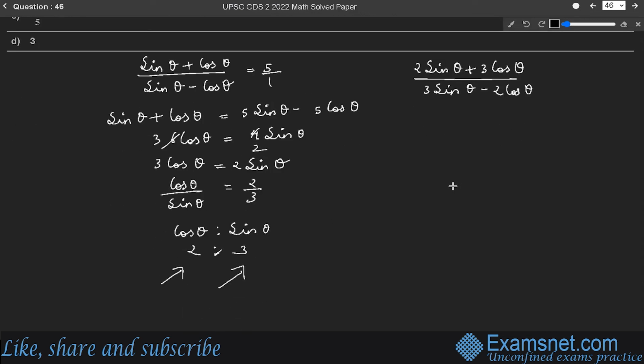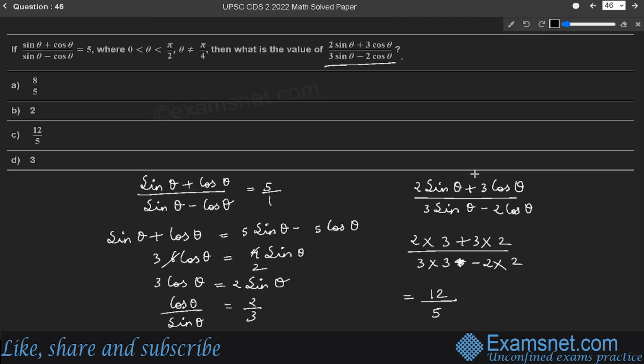Now you just have to put these values in this given expression. So 2 into sine theta is 3, plus 3 into cos theta is 2, upon 3 into sine theta is 3, plus, no, here there is minus, 2 into cos theta is again 2. So it will be equal to 6 plus 6, which is 12, upon 9 minus 4, which is 5. So this is the required value for the given expression. So the correct option is option C, which is 12 upon 5.